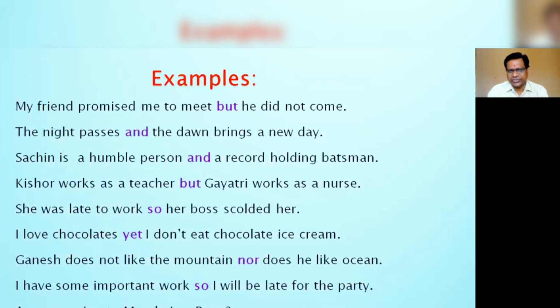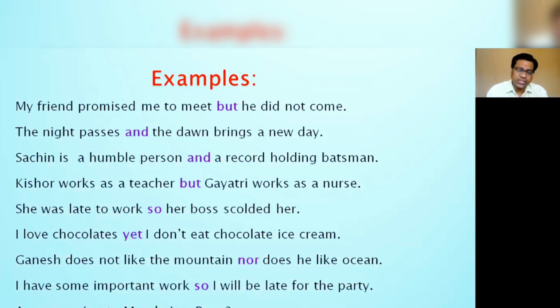See another sentence here on the screen. I have some important work. See, this is the important clause, main clause, independent clause. I have important work, or I have some important work. So I will be late for the party. So somebody has arranged a party, but I will not be able to reach the party on time.